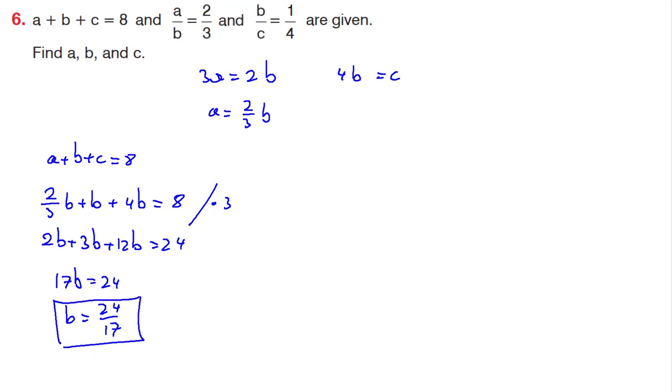So now that we found b, you go back and you substitute for a. A was 2 over 3 times b, which now it's 24 over 17. Simplify by 3, you get 8, so 16 over 17. And for c, c would be 4 times b, which is 4 times 24 over 17. That is 4 times 24 is 96, so 96 over 17.